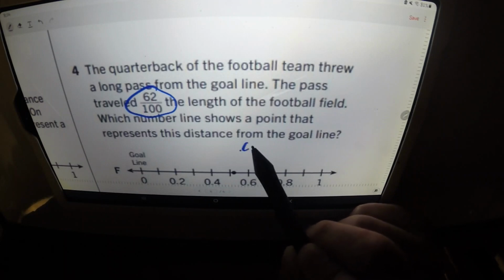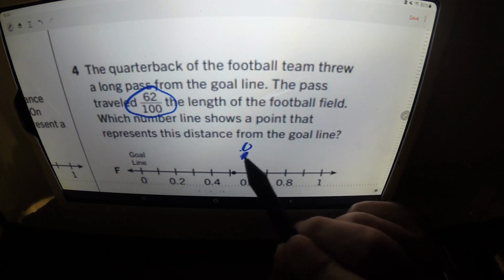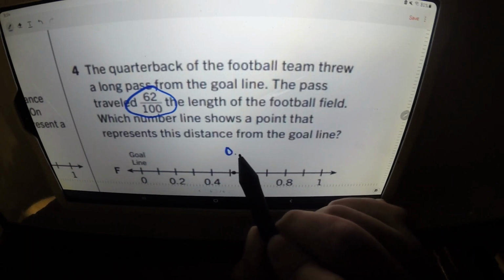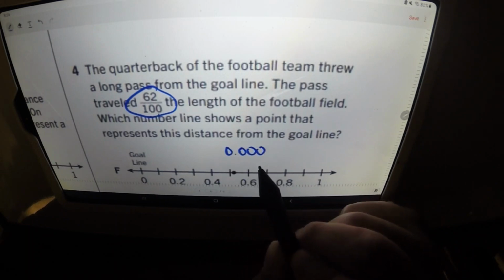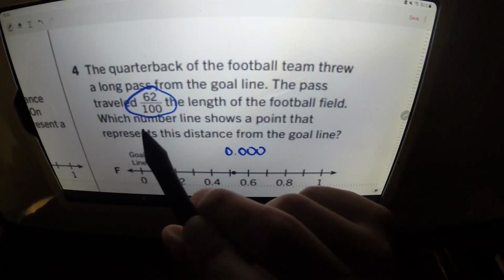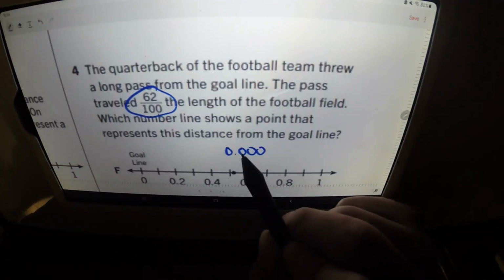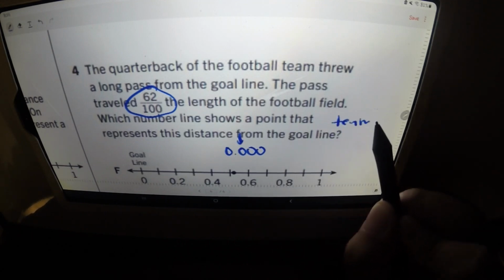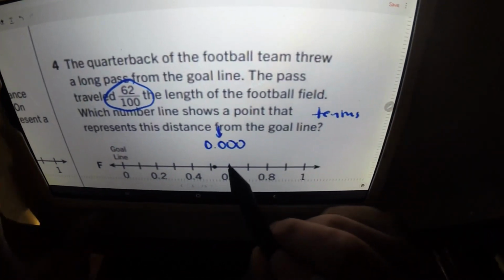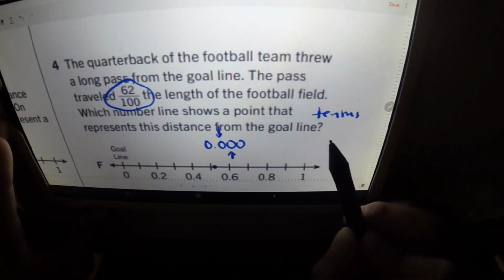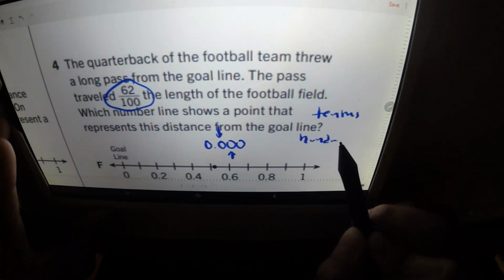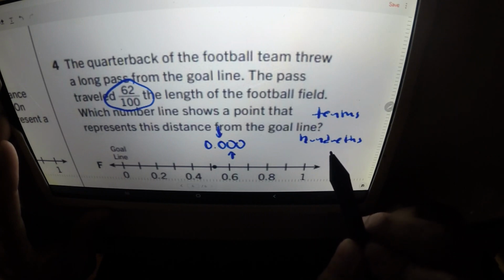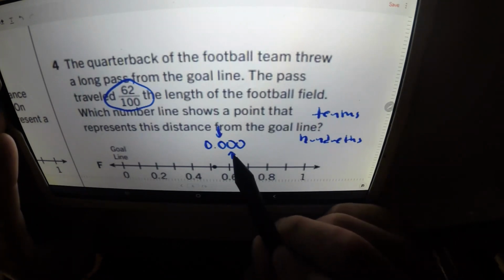So 0.000. This is not a real decimal number, it has nothing to do with the problem. We're just going to remember something. When you write decimal points, this first digit here represents tenths. This second digit here represents hundredths. Did I spell that right? It seems like there should be a D in there or something.